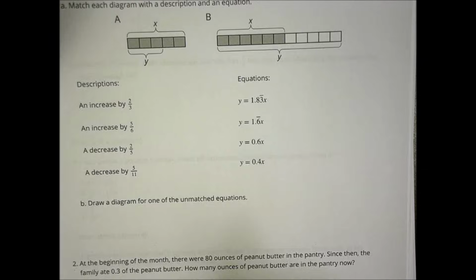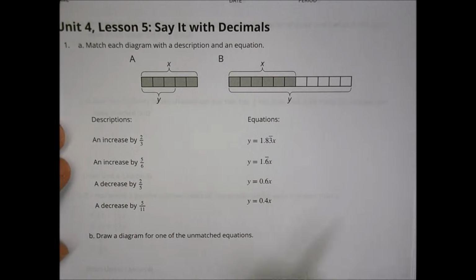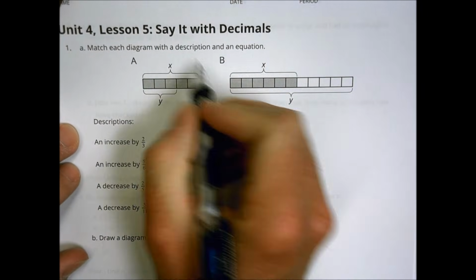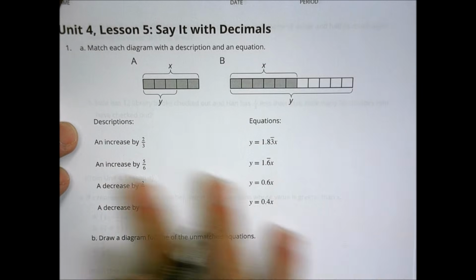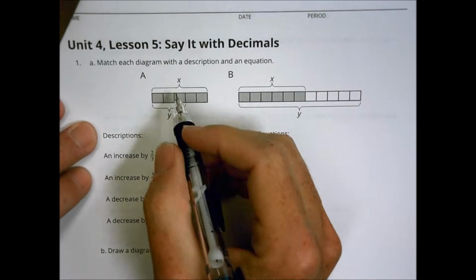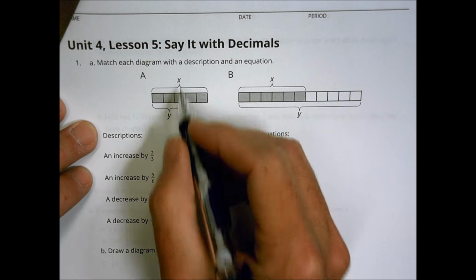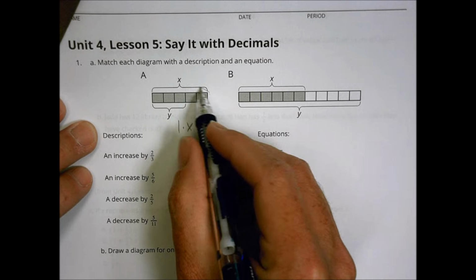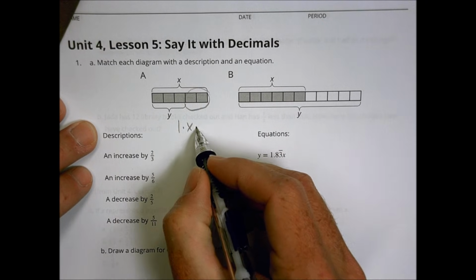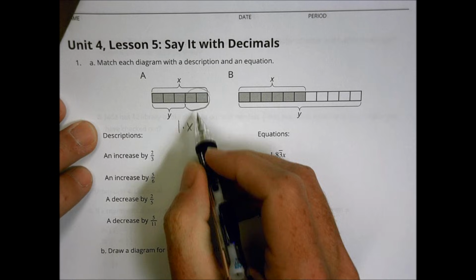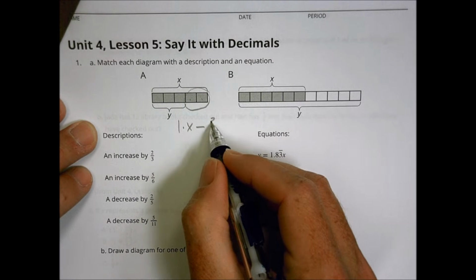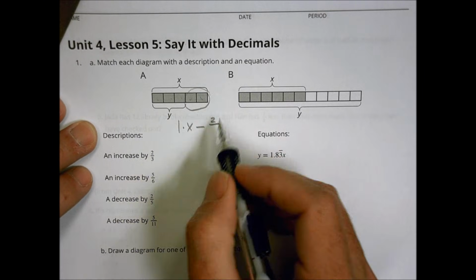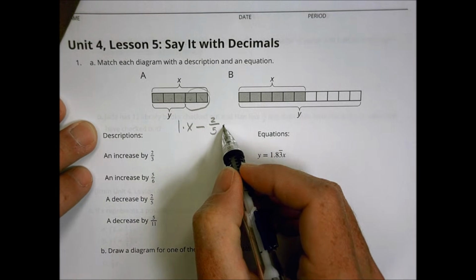All right, so here we go. Saying it with decimals. Match each diagram with a description and an equation. Okay, so here we go. I'm going to just look at the picture first before I even mess with any of this stuff here. This here begins by saying, all right, I have the whole, which is my x, 1 times x. And I see that I am decreasing here, so that means I'm going to be subtracting. And what I'm subtracting is I'm subtracting 2 of those boxes out of how many? How many parts do I have in my original? 1, 2, 3, 4, 5. So 2/5 times x. All right.